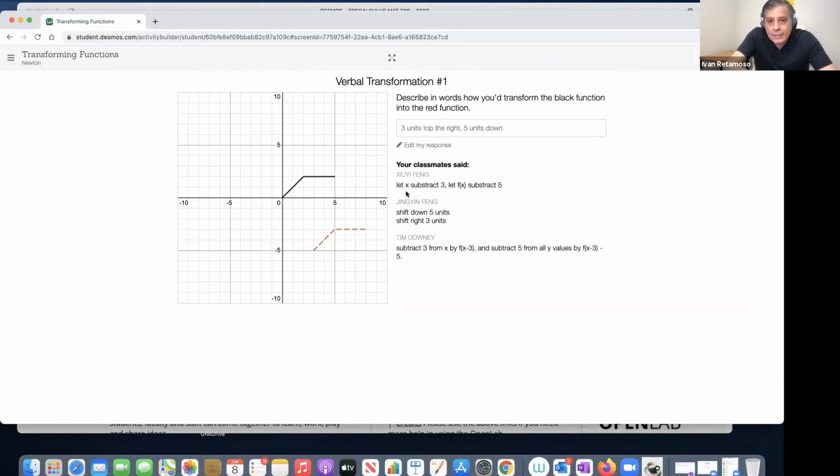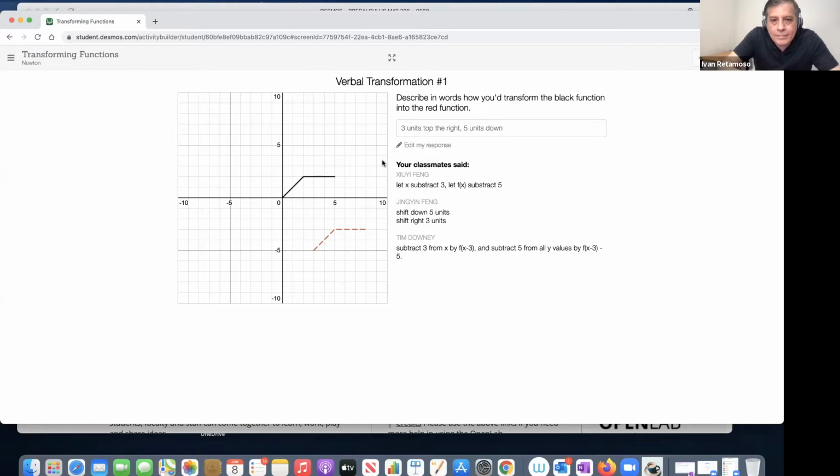Excellent, excellent, right? Here, let x subtract 3 and f of x subtract 5. Different ways to express this, right? Feel free, guys, to write it the way you want it. And when you share your answer, you will get to see what your peers, your classmates wrote, and then compare, right? And with that information, you can move on, right?